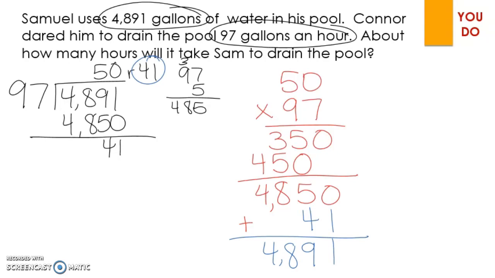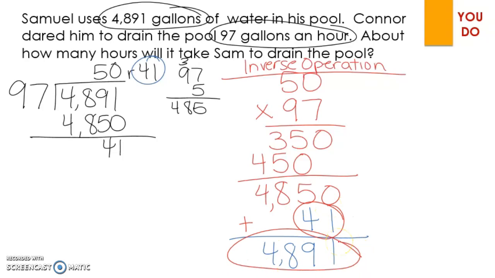We should be using inverse operations. Remember, multiplication is the opposite of division. So we can use multiplication to check our answer. 50 times 97, and then we add 41. Does it give us our dividend? Yes, it does. This is a great way, boys and girls, to check your answer to see if it's right.